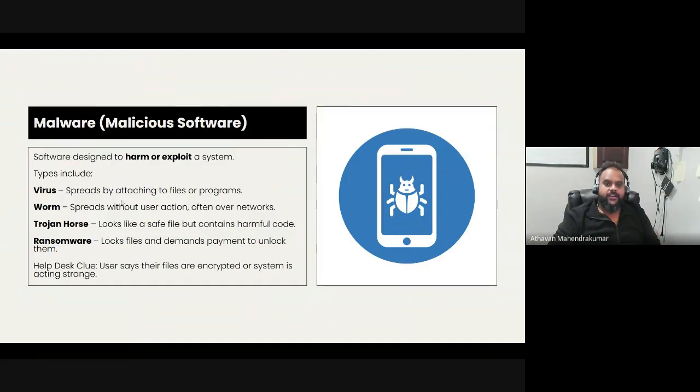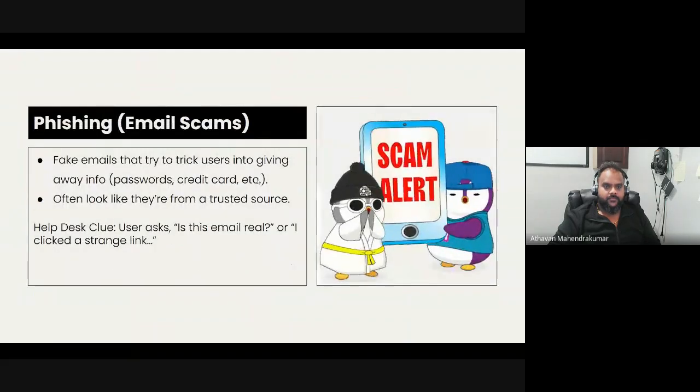You have virus, which spreads by attaching to a file or a program. Worm spreads without user action, often over networks. Trojan horse looks like a safe file but contains harmful code. Ransomware locks files and demands payment to unlock them. Help desk clues: a user says their files are encrypted or the system is acting strange. So these are different types of malware, okay? If you want to write them down as notes, please do.